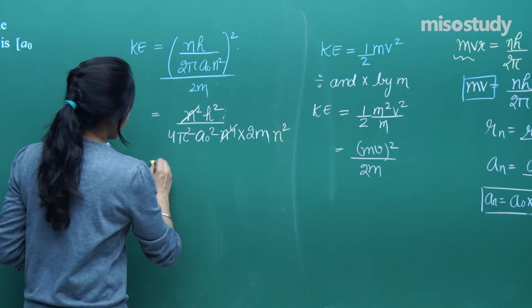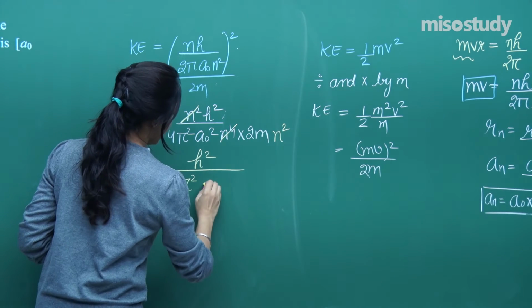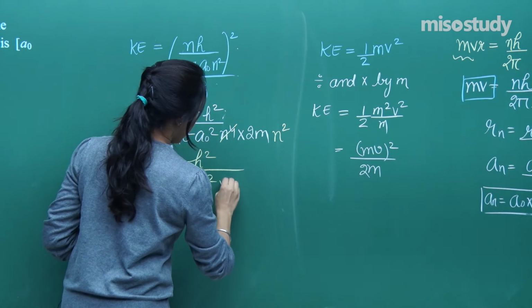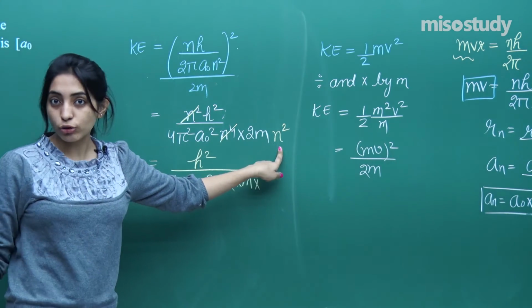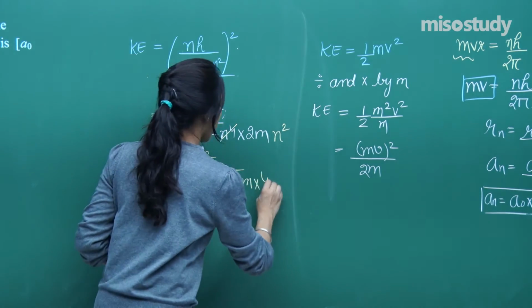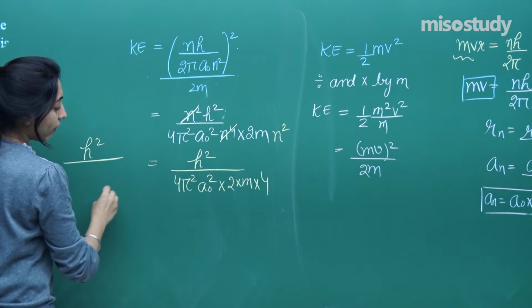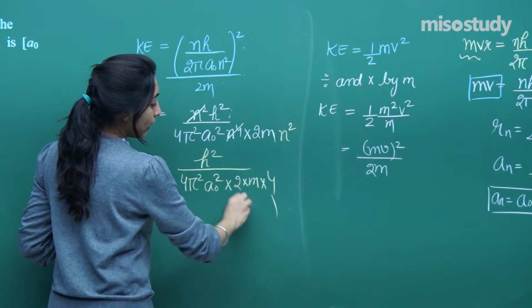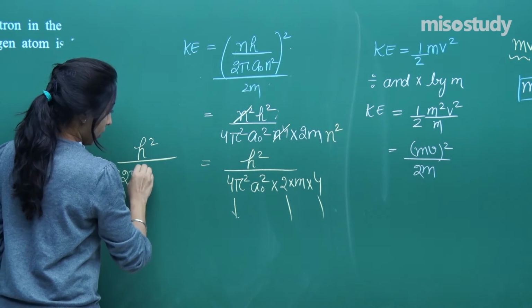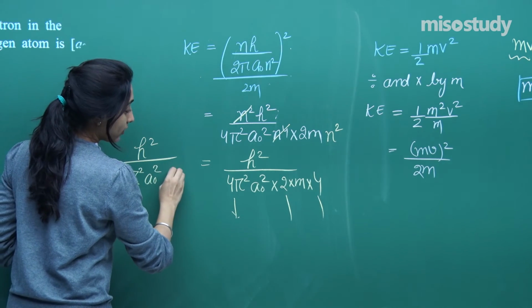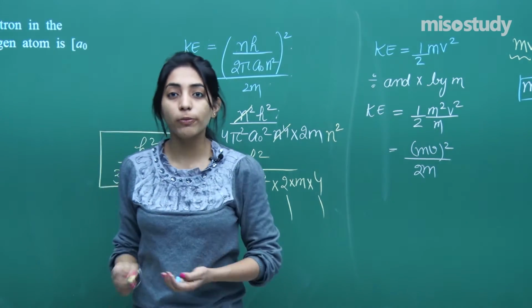Okay? Start substituting the value. h square to be divided by 4 pi square a naught square into 2 into m. What is the value of n? n is 2. So 2 into 2, 4. So finally what you will be getting? h square divided by, guys see, 4 into 2, 8. 8 into 4, 32. Pi square a naught square into m. Try and see if this matches the options.